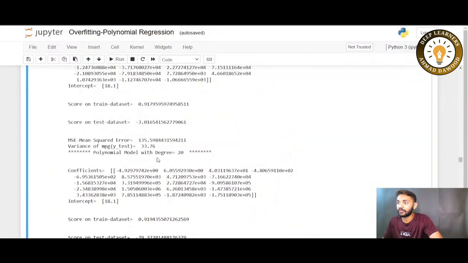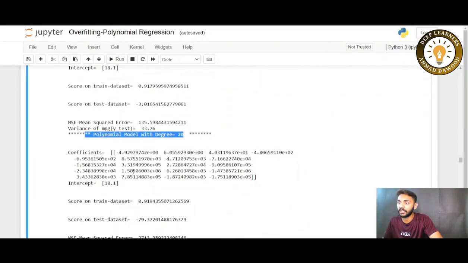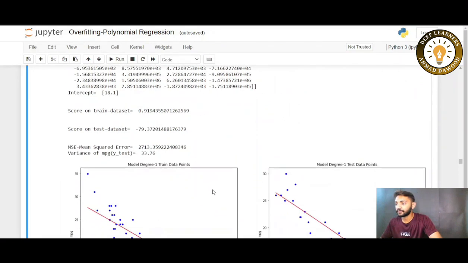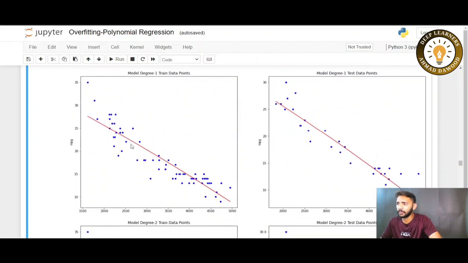In the case of polynomial with degree 20, the model has given a score of 0.9 on the trained data points and -79, which means very low, on the test data points. Here you can see by the plots how the model is behaving on the training data points and test data points.